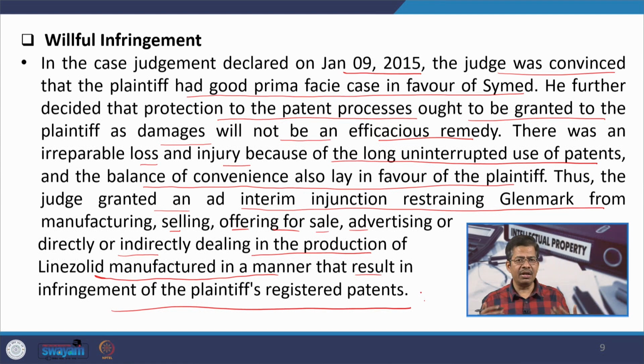So, here it was said that whatever loss has happened to Simon because of the continued use of this particular product linezolid by Glenmark, it is impossible to actually recover those losses, and the court immediately stopped the manufacturing, selling, offering for sale, advertisement etc. of this product by Glenmark.